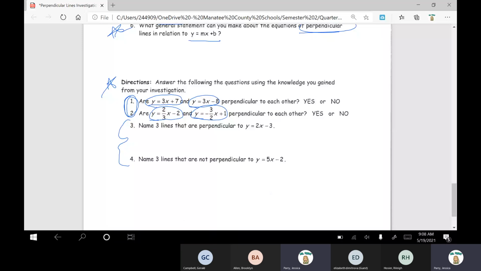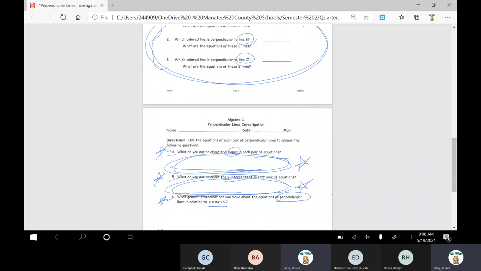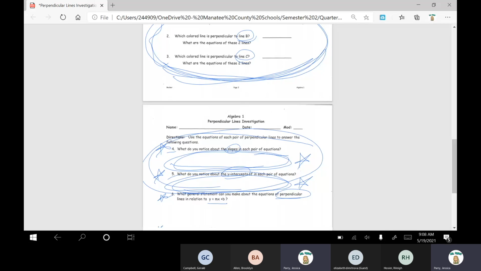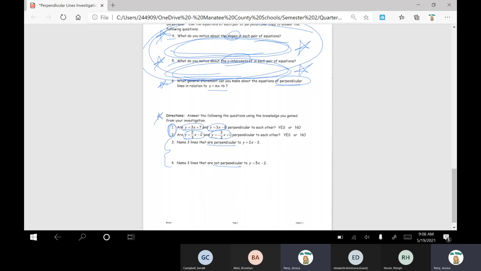The first one says name 3 lines that are perpendicular, and then the last one, lines that are not perpendicular. Okay, we're going to have a bunch of different types of answers there. There's going to be one thing in particular that I'm looking at, which you will realize and figure out. Once you notice the pattern from up here and you answer these questions here, you'll figure out and understand what I'm going to be looking for. Okay, so that's pretty much what you're working on.